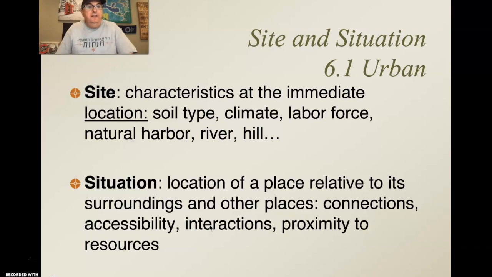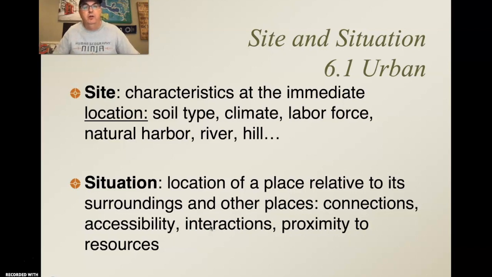Now, site and situation. Site and situation is a concept that crosses across units. You learned about it in Unit 1, in Chapter 1 probably of your books. It has relevance in economic geography. It also has relevance in urban geography, and also in agricultural geography. So it's a really critical concept and must be understood across all units. So site is the characteristic at the immediate location of whatever you're talking about. In this case, we're talking about a city. So what are the things that are right around the city?